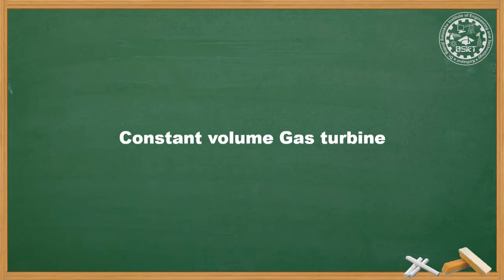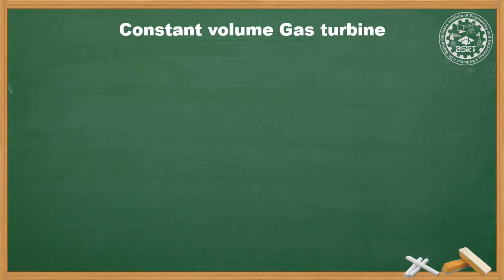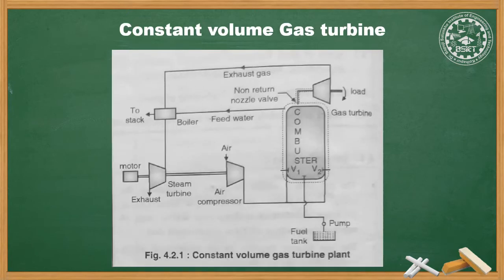Starting with the first point, constant volume gas turbine. The constant volume gas turbine plant is shown in the figure. In this, the combustion process is taking place at constant volume, and the turbine works on the principle of Atkinson cycle. Air is taken from the atmosphere by the compressor and is compressed to a pressure of about 30 Newton per centimeter square.